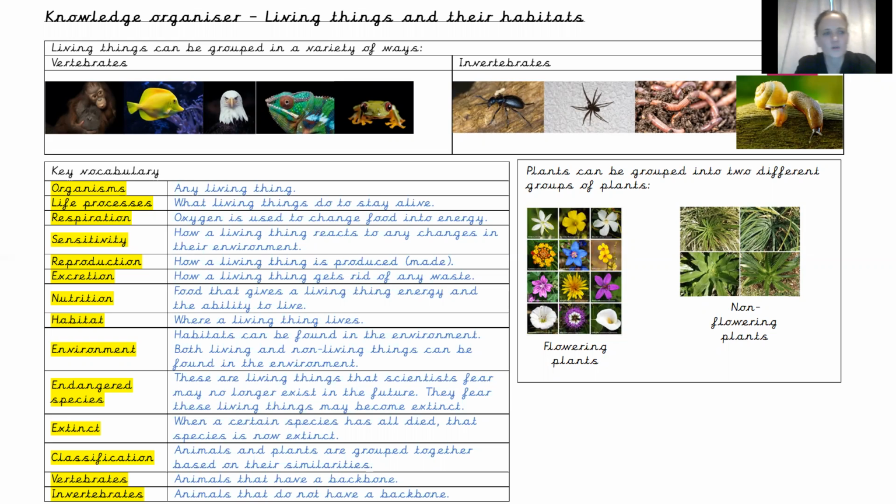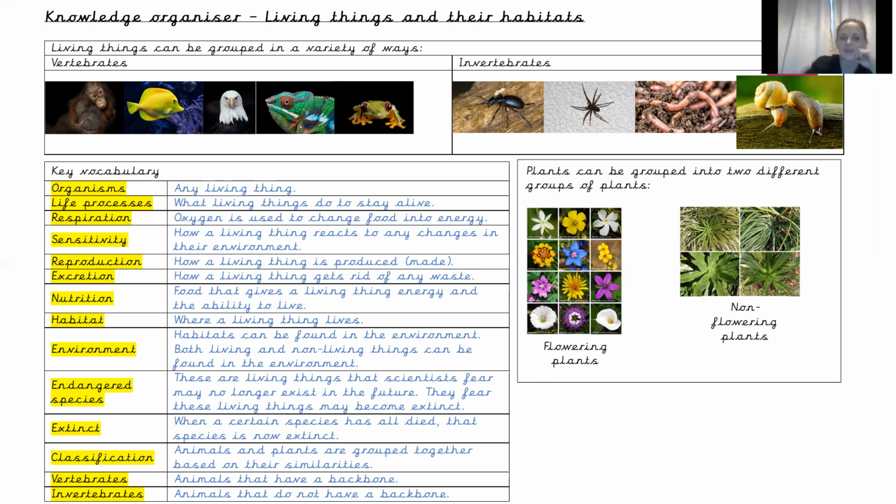And the meaning of each of these words: organisms are any living things. Life processes are what living things do to stay alive. Respiration means that oxygen is used to change food into energy. Sensitivity is how a living thing reacts to any changes in their environment. Reproduction, how a living thing is produced or made. Excretion, how a living thing gets rid of any waste, it excretes it. Nutrition, food that gives a living thing energy and the ability to live.